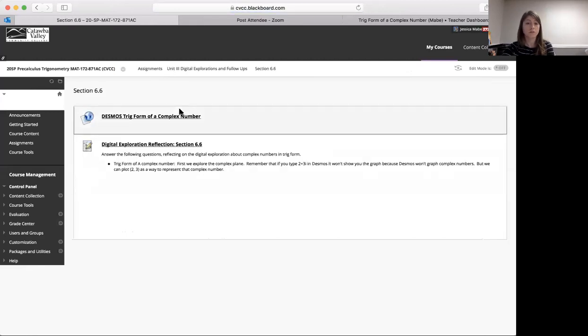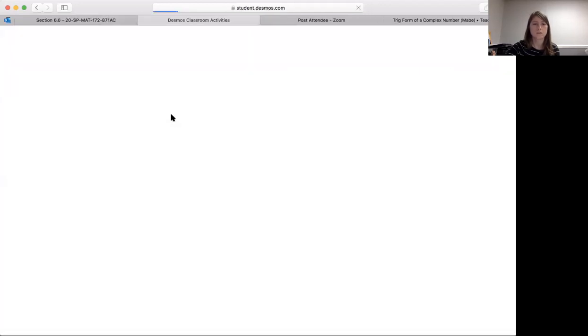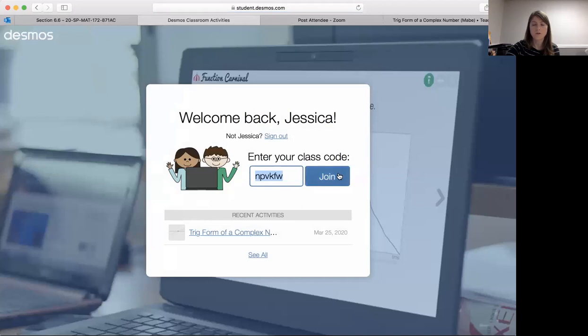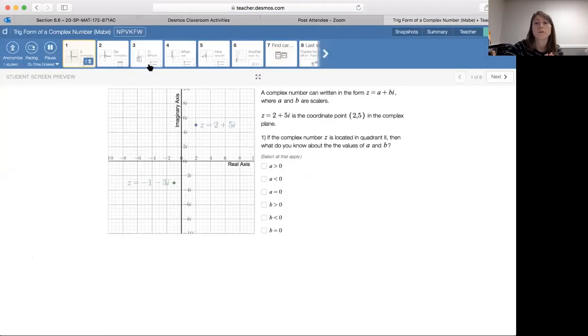And in 6.6, there's only one Desmos activity that I mentioned, and then you have the digital exploration as well. There's a little bit more in 6.6 that our book covers that I'm not going to cover. I tried to focus on our core components and what we really needed to get out of this section. So as you're reading through the textbook, if it's not converting to complex form in de Moivre's theorem, we can kind of skip over it for right now. Then when you're looking at this Desmos trig form of a complex number, I just want to show you a few things in there. I'm going to switch over to the teacher view and kind of walk you through some of the things that you're going to do in here.